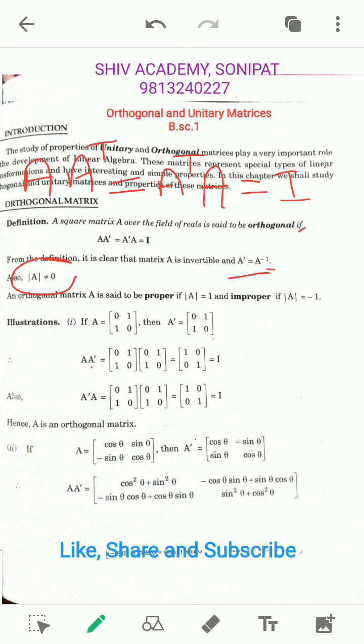Also, next we prove that the determinant of an orthogonal matrix is equal to positive 1 or negative 1. What we prove? Determinant of an orthogonal matrix is positive 1 or negative 1.